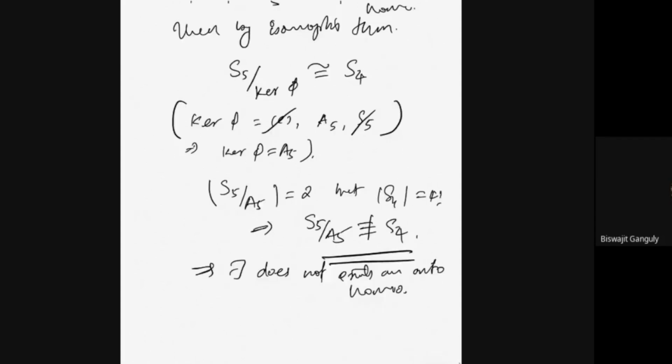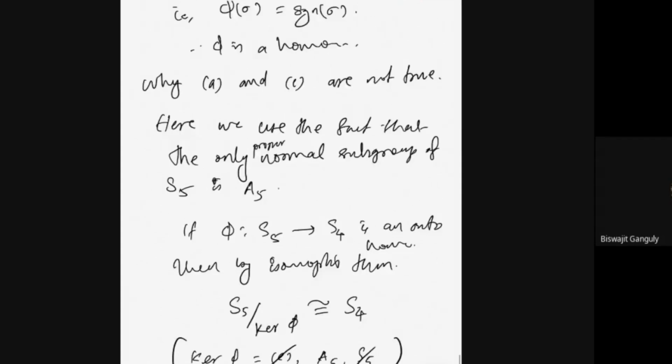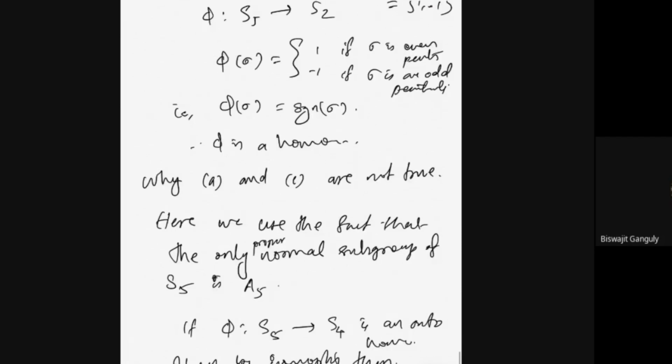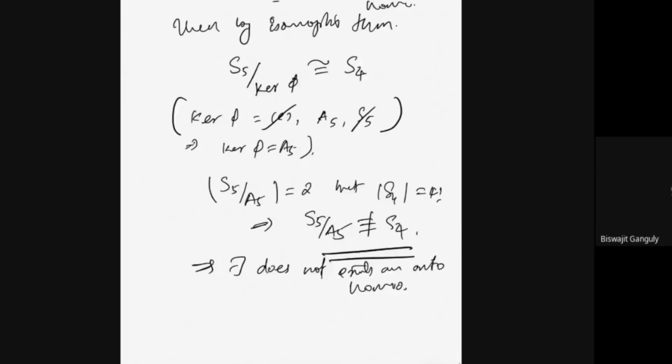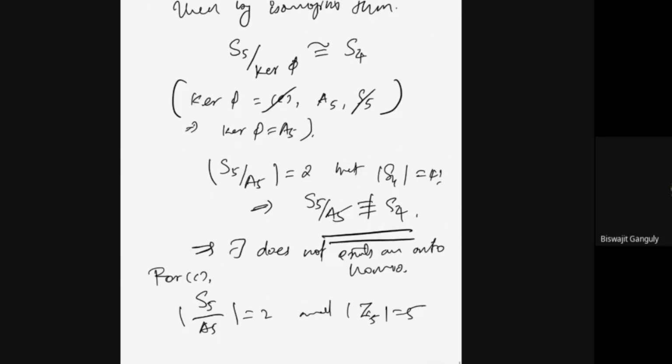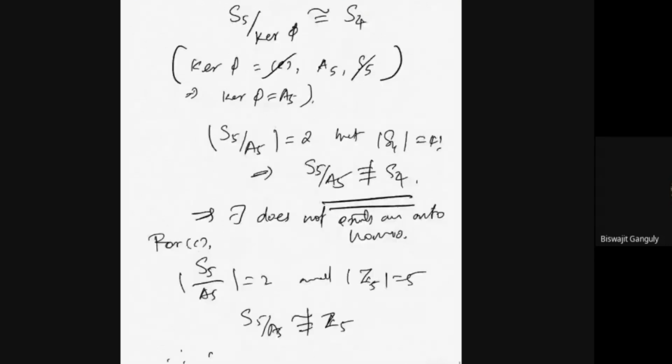Now the same reasoning can be given for part C also, since again S5 by A5 has cardinality 2 and the cardinality of Z5 is 5, so S5 by A5 cannot be isomorphic to Z5. So there also, C does not hold.